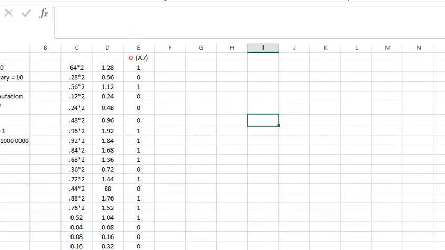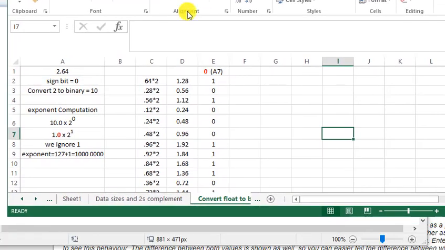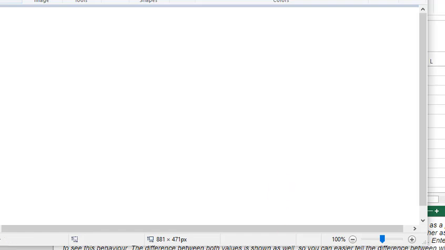Let's see what I have. I have 2.64. This is a little bit tricky. I have 2.64, so I'm going to show it to you. We need to convert that to binary, so it's going to be 1 0, and 0.64 we need to convert to binary, right? So times 2, that is 1.28. So we need to write 1 and drop times 2.